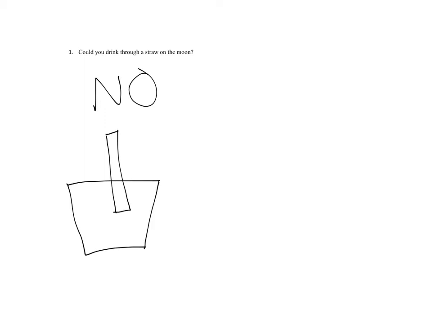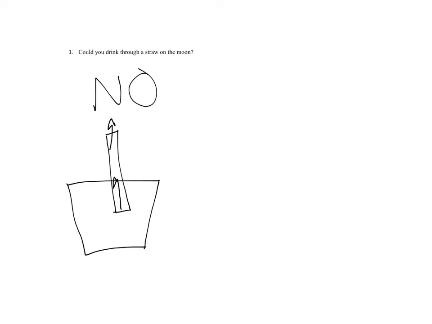Could you drink through a straw on the moon? Well, the short answer here is no. And why not? This is what's really important. The way a straw works, kind of like we've seen in the suction cup example, when you drink through a straw, what you're doing is making the pressure inside the straw go down. By increasing the volume of your lungs, you lower the pressure inside.